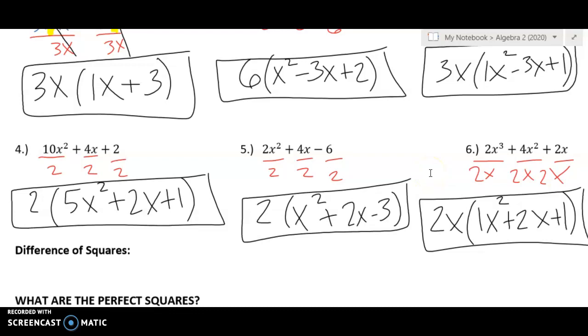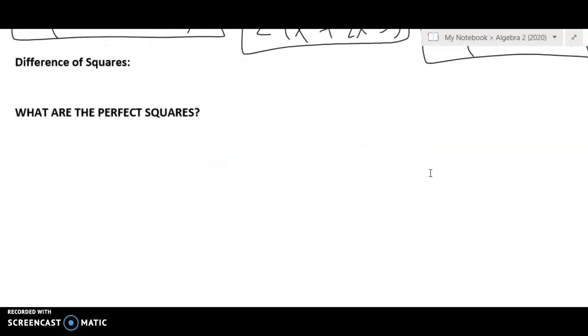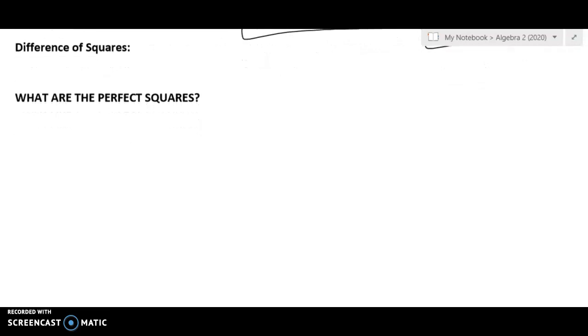Okay, so that was just a quick practice refresher on GCF. You did a lot of that in Algebra 1, so hopefully that is coming back to you. Okay, this next part, difference of squares. All I'm going to say here is I'm going to just write pattern, because eventually you're going to see a pattern with greatest common factors.